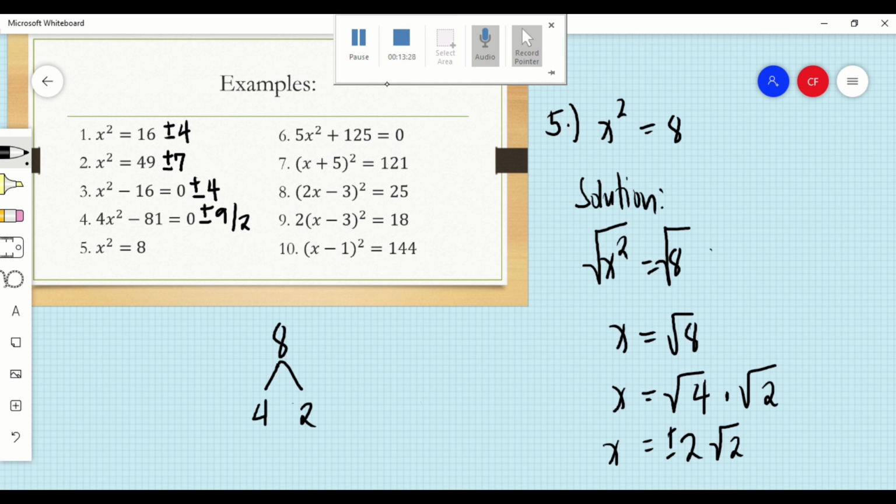Okay? So, take note class, kapag hindi perfect square yung isang number, kailangan po natin hanapin yung factor na may perfect square. So, this time, 8, 4 times 2 po yun. Again, yung 4 is a perfect square. So, square root of 4 is 2. And then, you simply copy square root of 2, kasi yung square root of 2 is not a perfect square. So, isusulat na lang po natin yun. Right? Susulat po natin dito. Positive, negative 2 square root of 2. Right? So, ayan po yung solution.